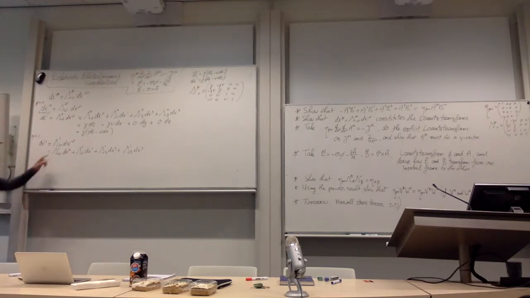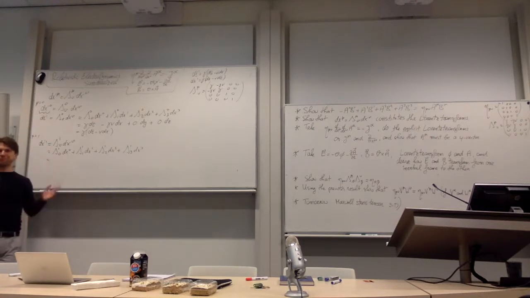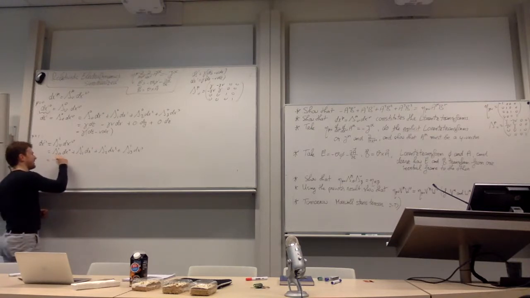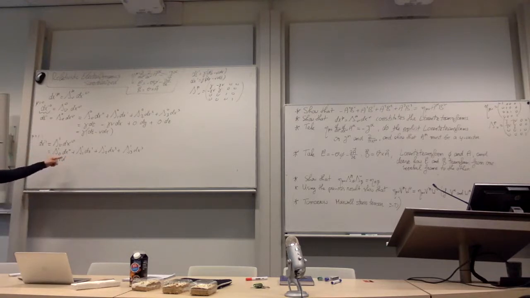Let's see. First row, 0th column. First row, 0th column. Minus gamma v, gamma v. Just checking if everybody's still there. dx0 is dt, yes?